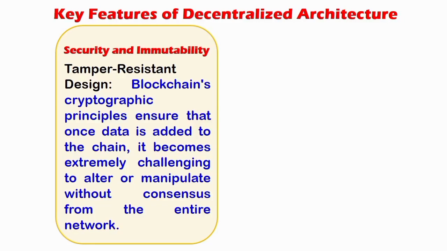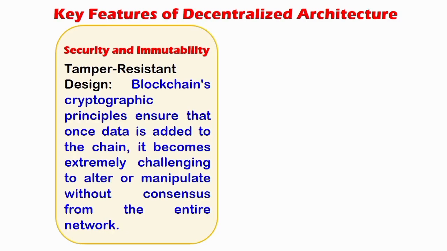Security and immutability. Tamper-resistant design. Blockchain's cryptographic principles ensure that once data is added to the chain, it becomes extremely challenging to alter or manipulate without consensus from the entire network.